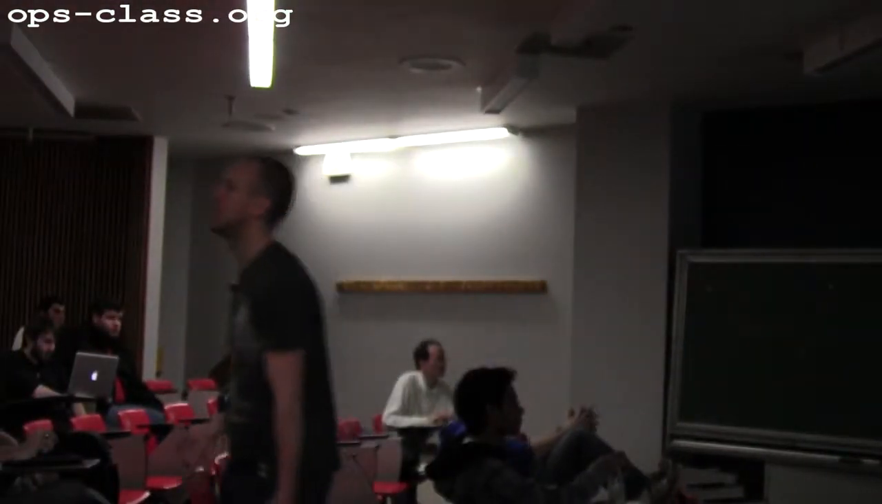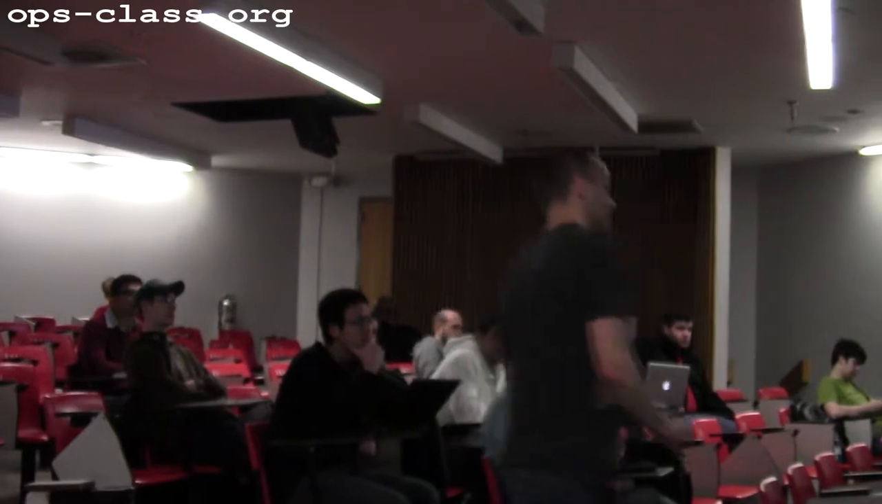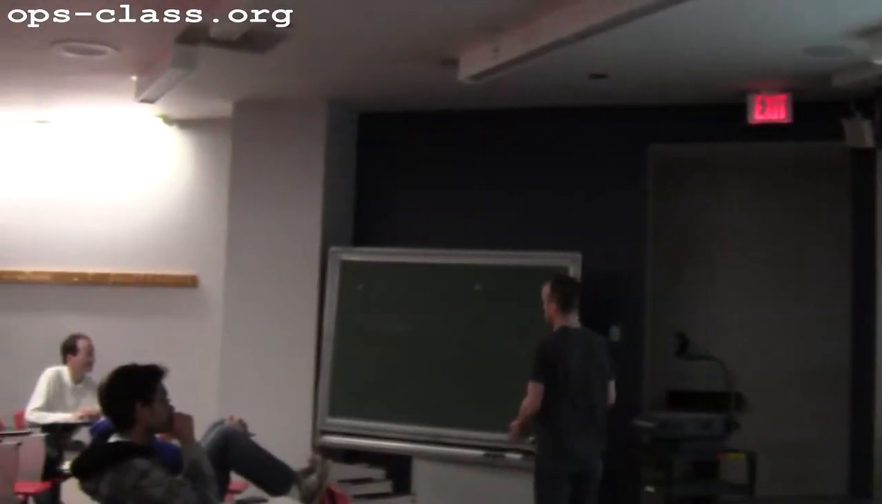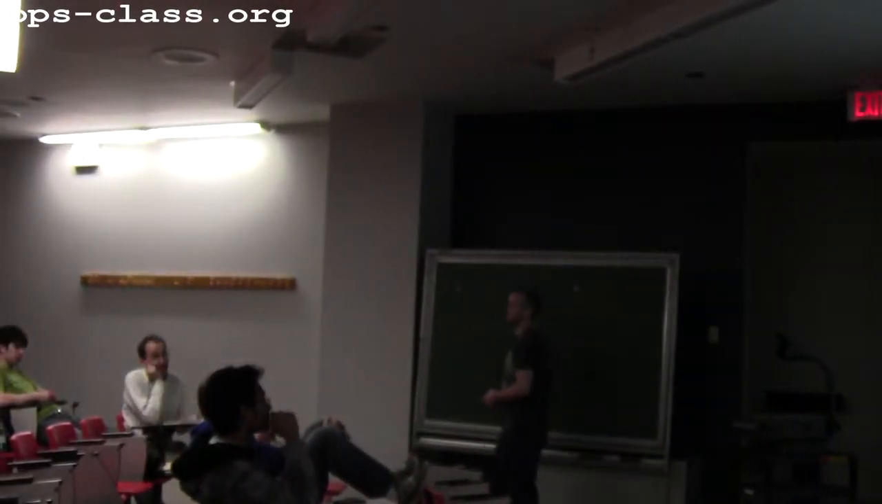Why would I want file system blocks to be 4K, right? I mean, there are two questions in there. One is, why would I want them to be bigger than sectors? And the second question is, why 4K, all right? So first question, bigger than sectors. Why would I want a file system block to potentially always be 8 sectors?